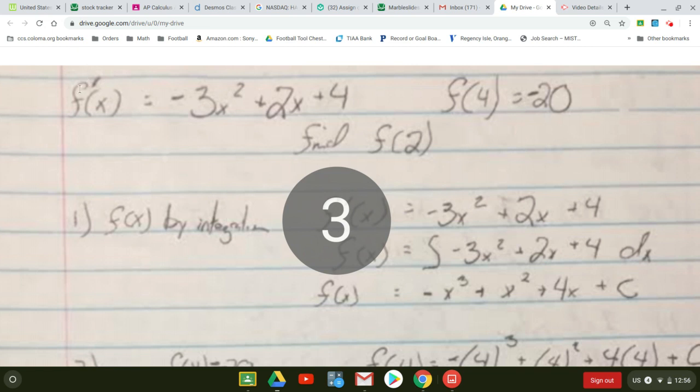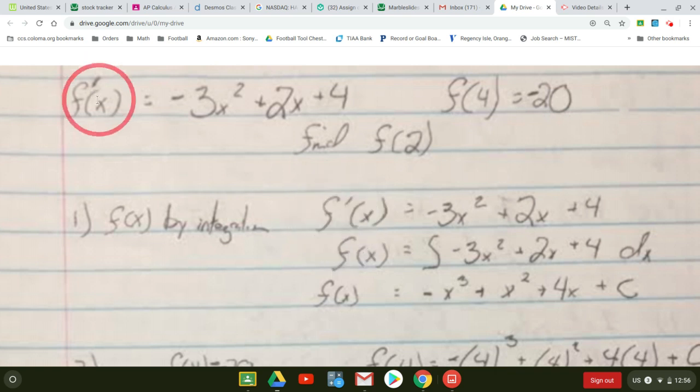All right, guys, working on a little what I think is an easier problem this time. We've got f prime of x equals a polynomial function over here. And we're looking to figure out what f of 2 is when f of 4 equals negative 20.